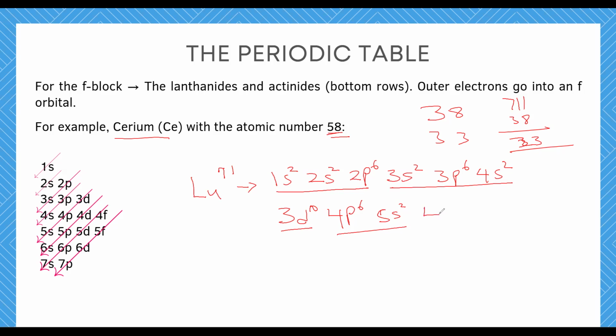4d10. Good. What's the next one after 4d10? 5p6. Yes. So what's next? 6s2. I hope you're taking note of the numbers. Yes, sir. Good. So what's next after 6s2? 60. Okay, 60, look for 71. So 71 minus 60 will be 11.